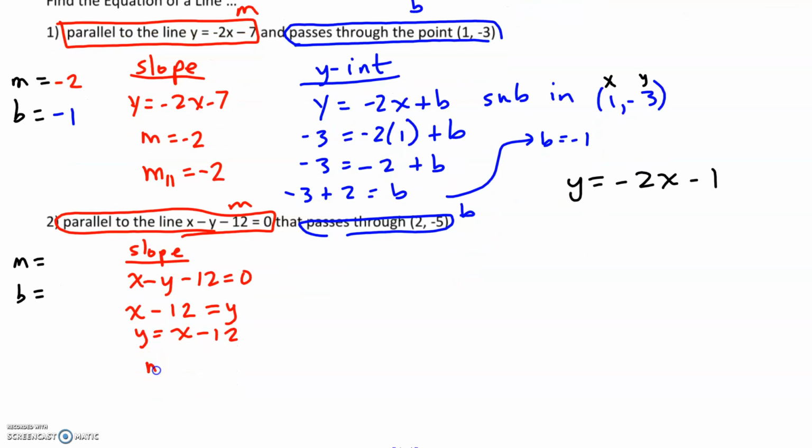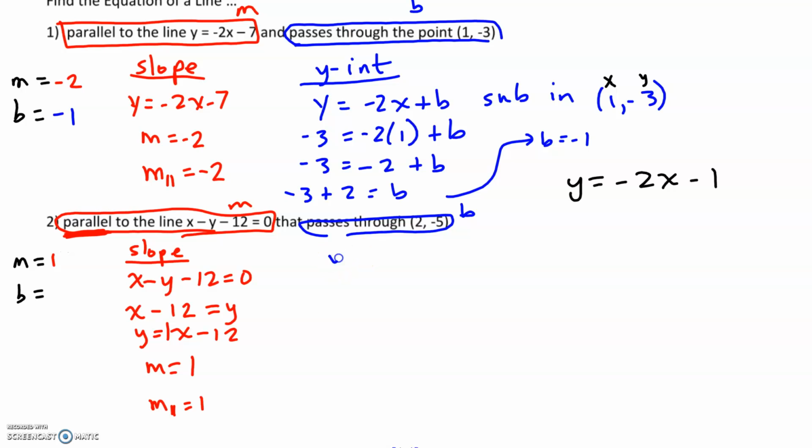So I can now state that my m is 1. We know it's a 1 multiplied by the x. And the information given says my new line is parallel to this. So my new line has a parallel slope and would be 1. Okay, I have my slope.